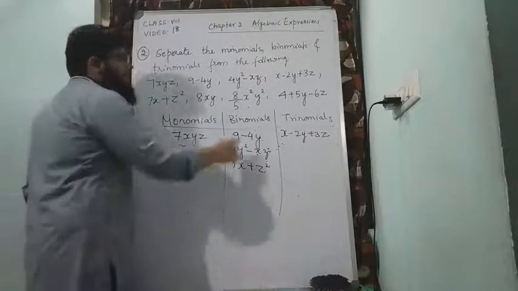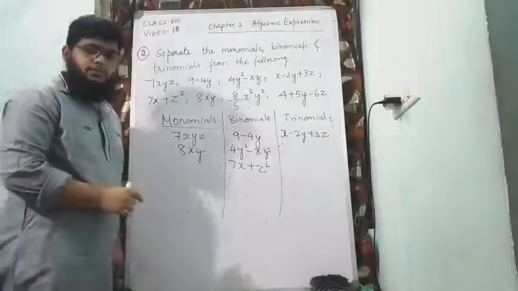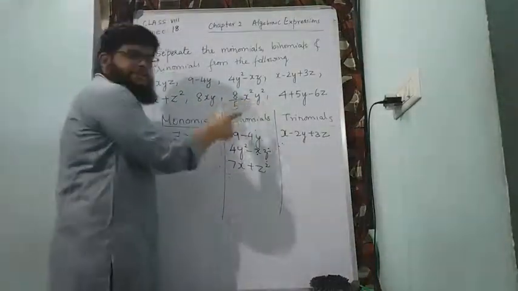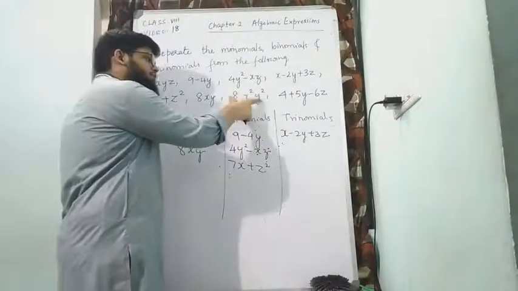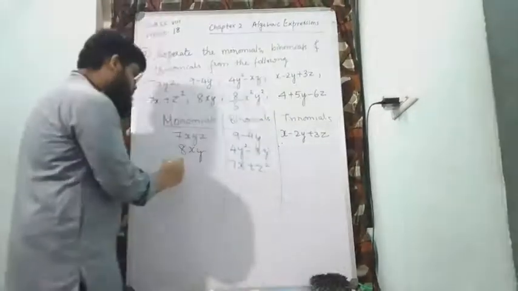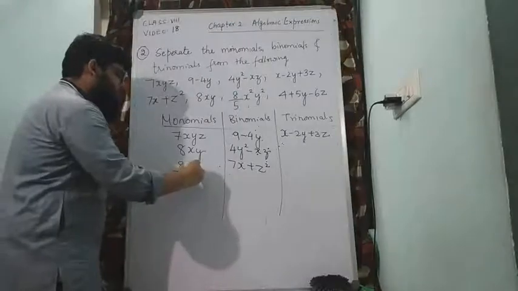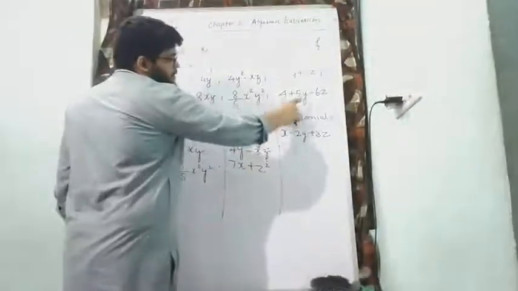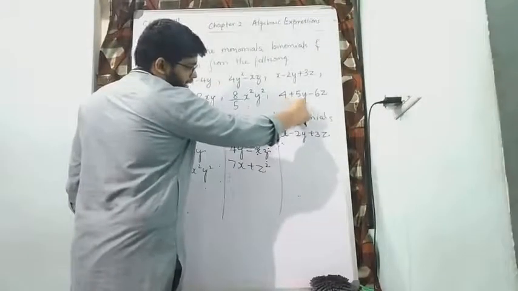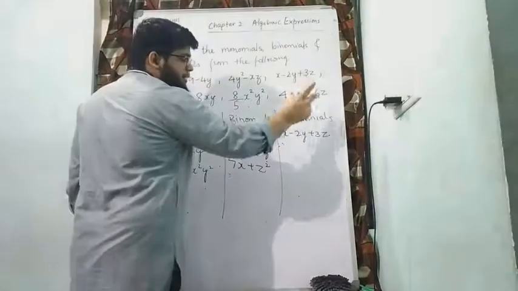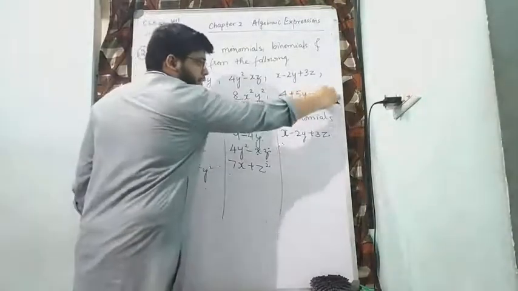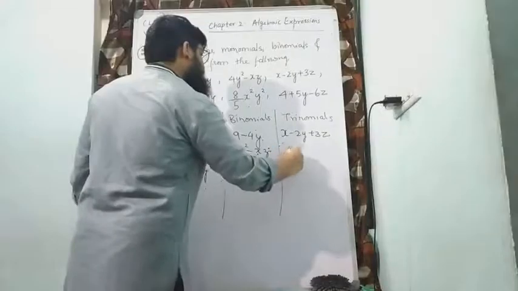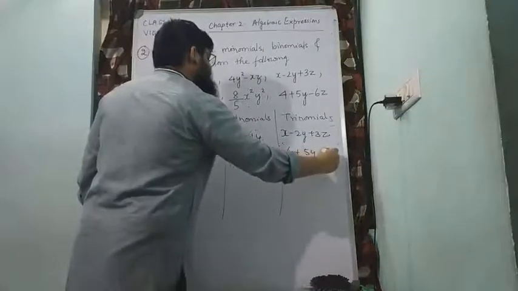8xy. 8 by 5 x square y square. Is there any plus or minus sign in between? No. That's why this should again be treated as one single term. So 8 by 5 x square y square should be a monomial. And finally the last one, 4 plus 5y minus 6z. Separated by two signs, so one term, two terms and three terms together. So this is an example of a trinomial. 4 plus 5y minus 6z.